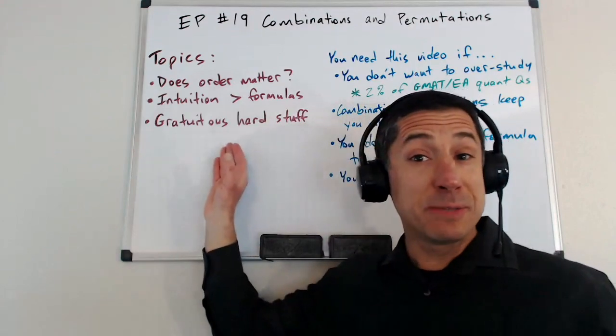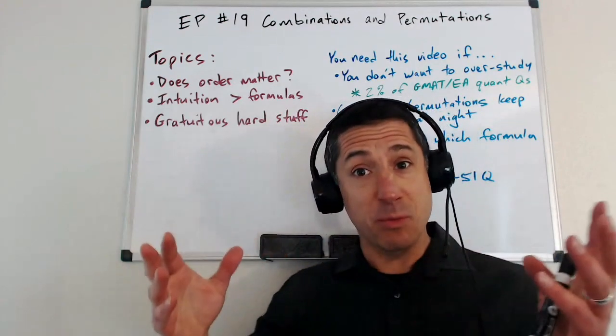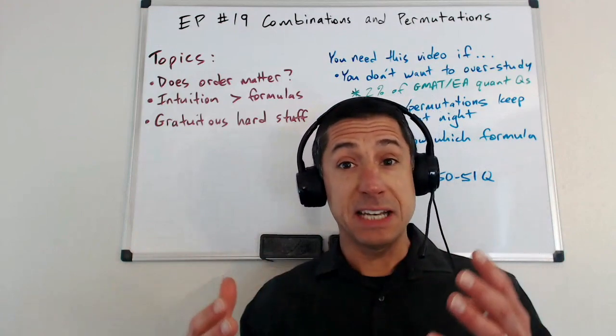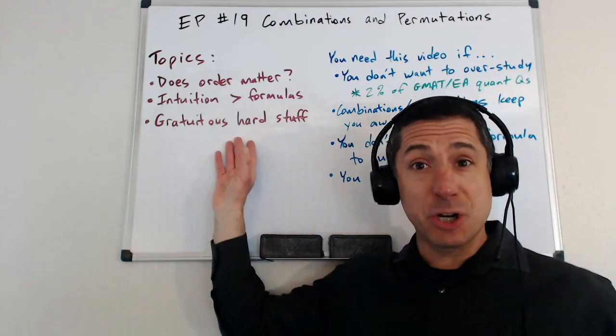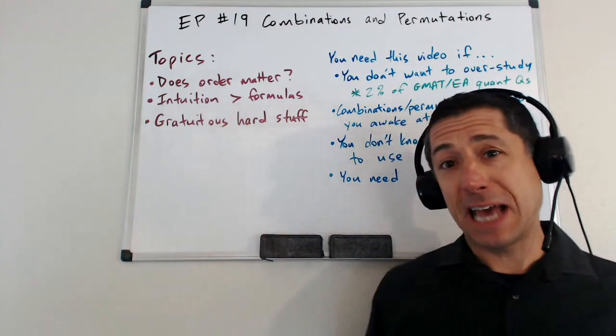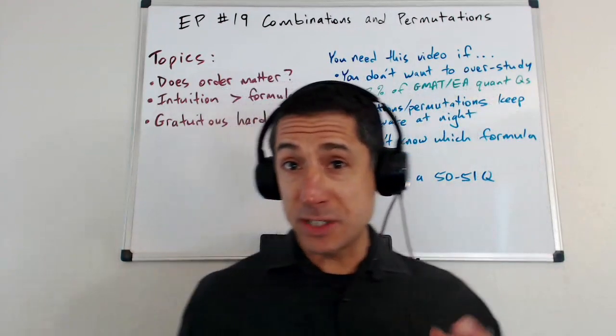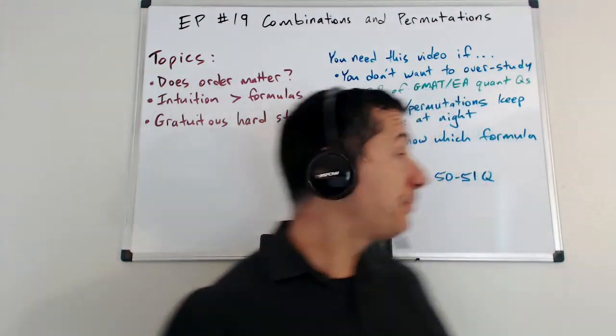If you want to enjoy doing some hard questions, that's where we just start throwing in random wrinkles. And those wrinkles are pretty much infinite. They're rare on the GMAT, even rarer on the EA, but we can throw plenty of those at you. We're going to have some fun with that in the last third to half of the video, giving you some of the hardest questions we can come up with that are still realistic.